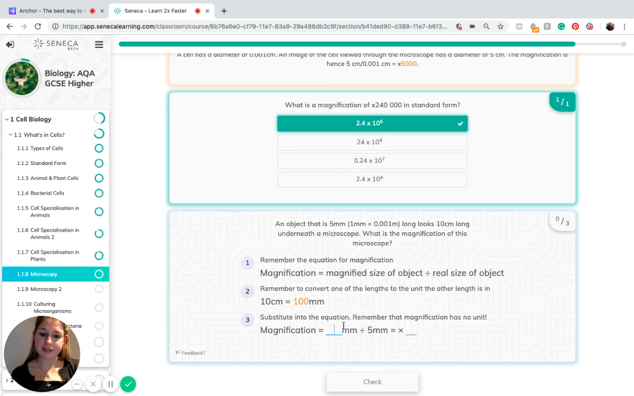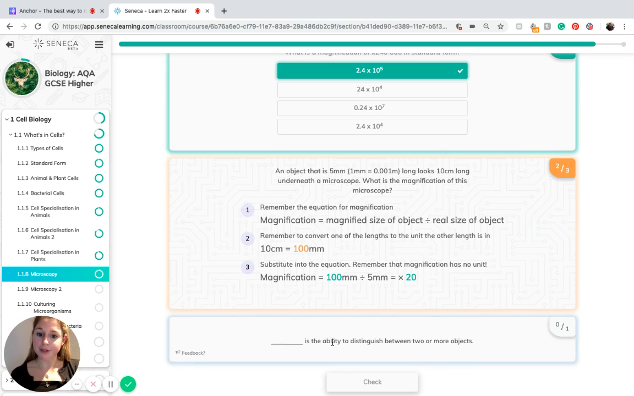Then we substitute these values into the equation. We know that the magnified size of the object is 100 millimeters. We know that the actual object is 5 millimeters. And so 100 divided by 5 is 20. So the magnification is times 20.